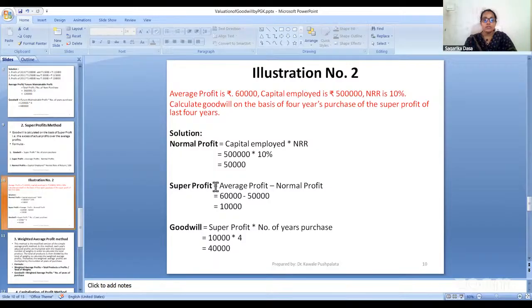Super profits is equal to average profit minus normal profit. In the question they have mentioned average profit as 60,000. So 60,000 minus the normal profit we got, 50,000. 60 minus 50 is 10,000. So goodwill is equal to super profits, that is 10,000, into years of purchase. 4 years purchase is given, so into 4, 40,000 is your goodwill. This is as per the super profits method.